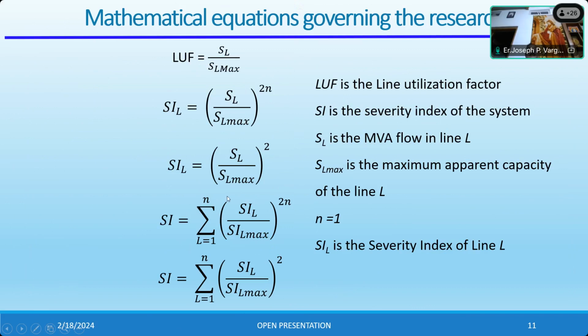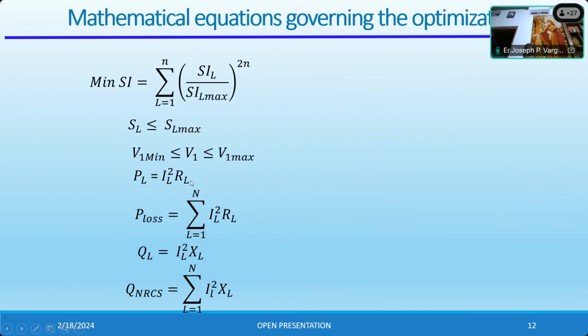The severity index of the system is the sum of the severity indices of the transmission lines. That is, when n is equal to 1, the severity index of the system becomes the sum over L equal to 1 to n of (SL / SL max) raised to 2. Then our objective is to minimize the severity index, and also to minimize the system loss.